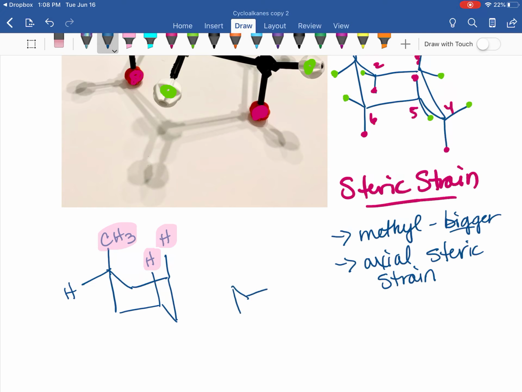But now let's compare to the equatorial position. That is free and clear with no steric strain. Because remember, this axial is down here. You have a little hydrogen there. So our axial has steric strain, our equatorial doesn't.